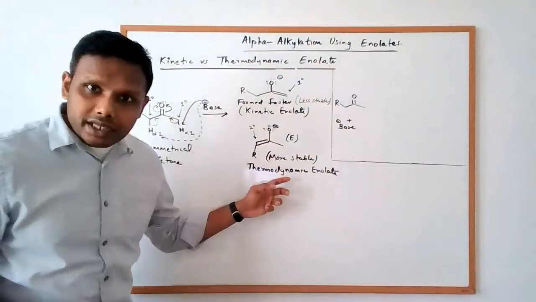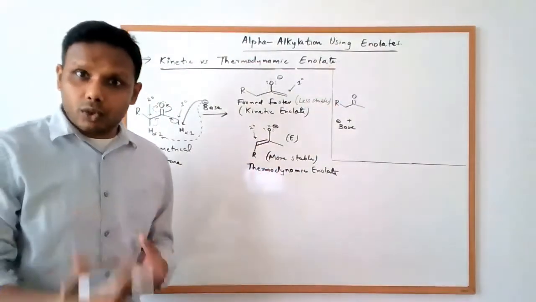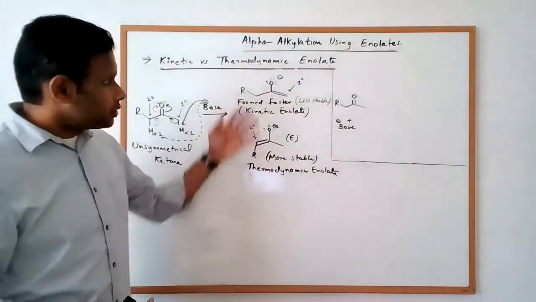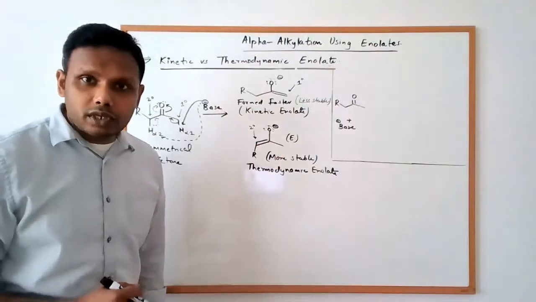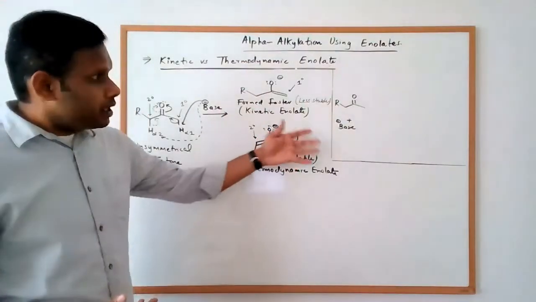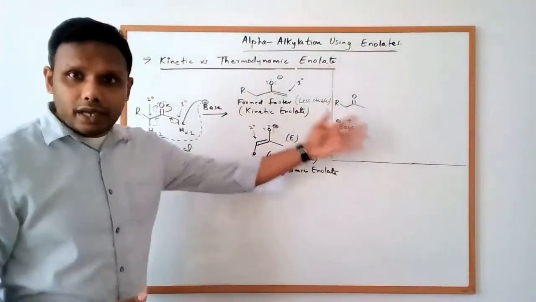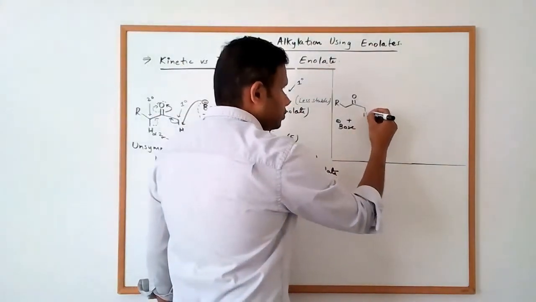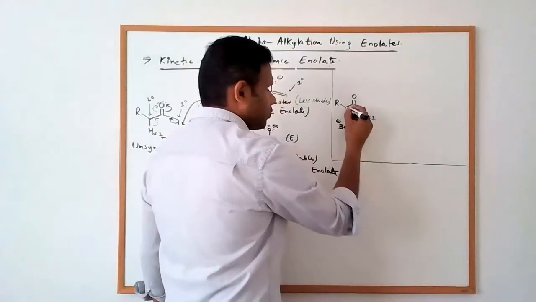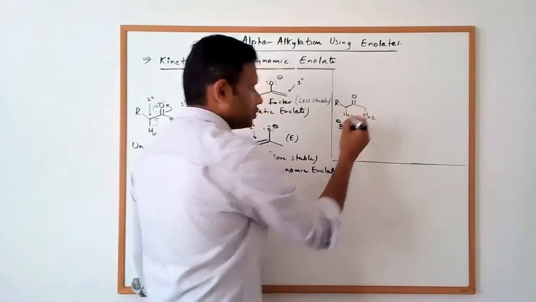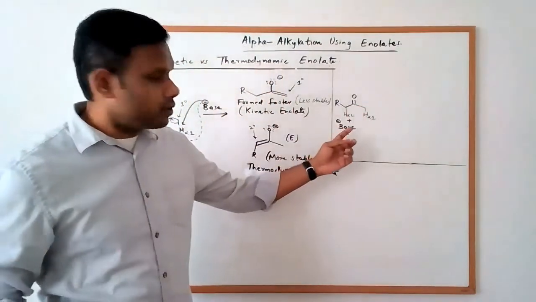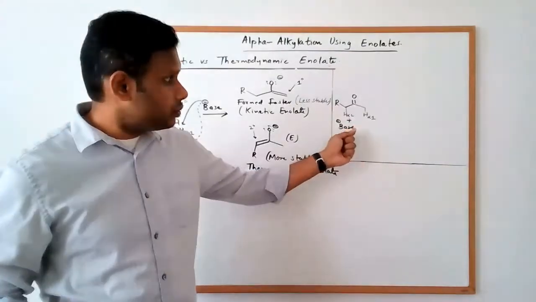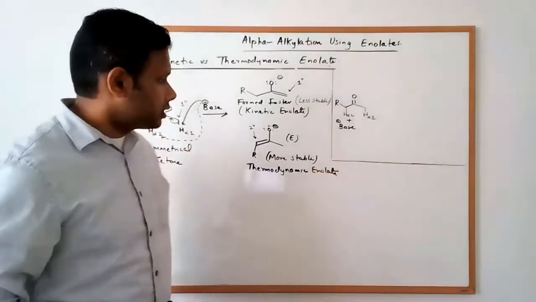This is more stable, but it is formed slowly compared to the other one. So that's how we get the kinetic and the thermodynamic enolates. Now, we can put this on a reaction profile diagram. And essentially, we have the two alpha hydrogens, H alpha 1 and H alpha 2. The deprotonation of these two would give us the thermodynamic and the kinetic enolates.